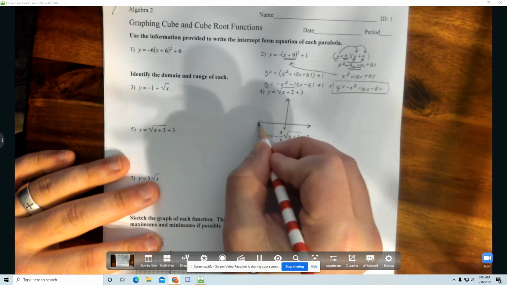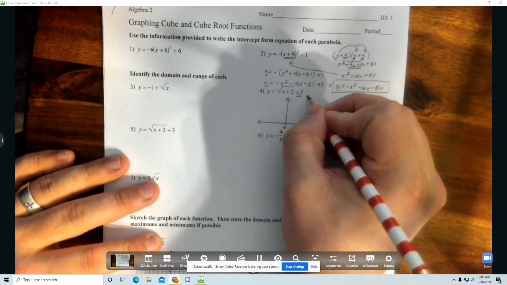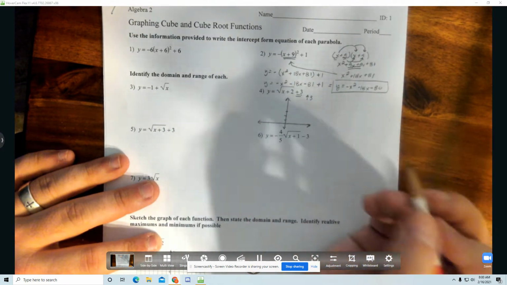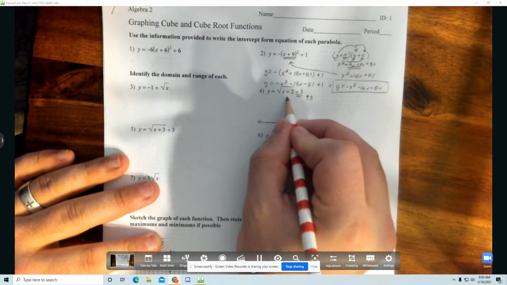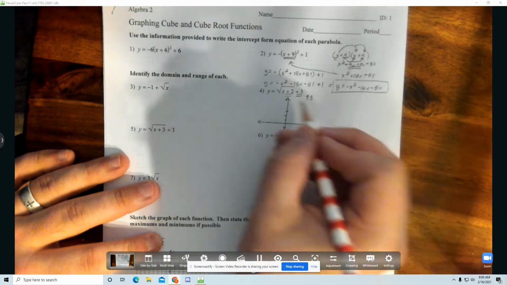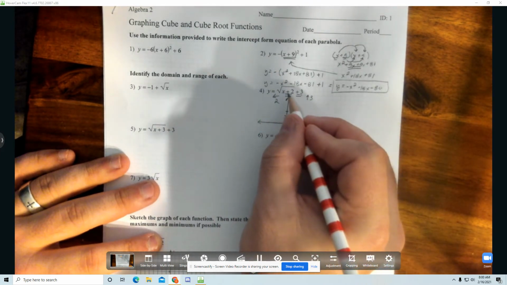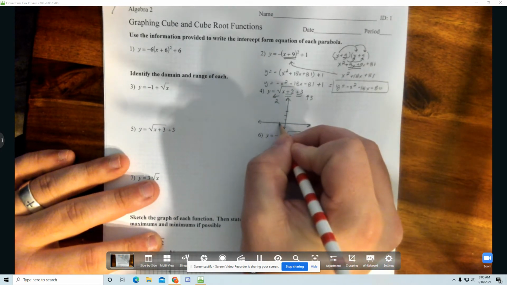All right. This plus 3 at the back is going to shift it up 3. So I would go up 1, 2, 3. This plus 2 on the inside with this square root is going to shift it what? To the left 2. Again, a lot of kids are thinking that plus 2 goes right, but really it flips on the inside, so it's going to go to the left 2.